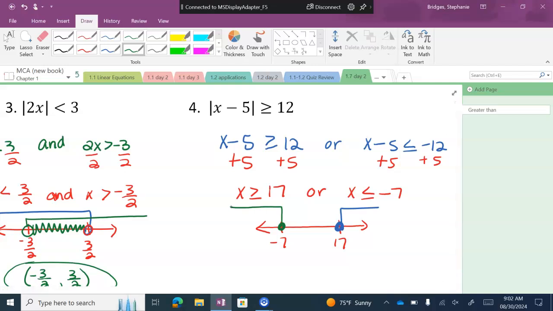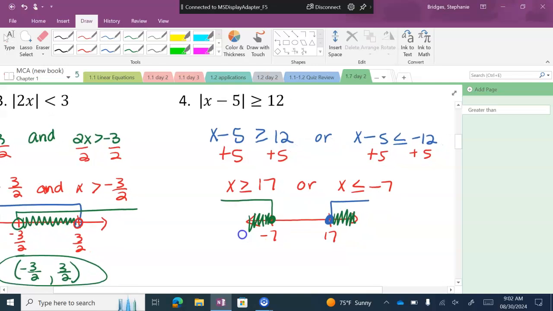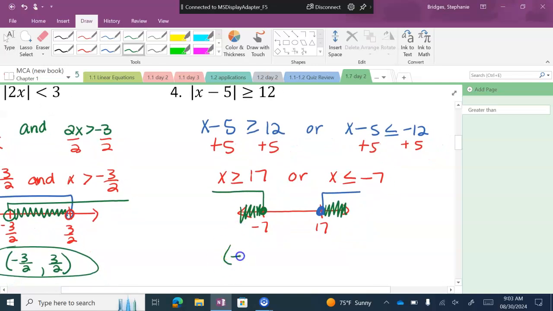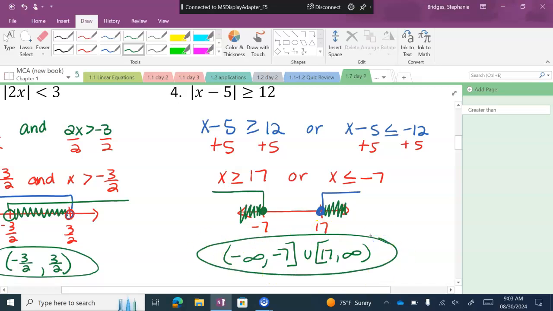Can I shade to the far left here? Yes. Can I shade in the middle? No. Can I shade to the far right? Yes. And then to write what I have shaded, we're going to start with negative infinity to, with a bracket. Don't forget your union, and then bracket 17 to infinity. Is everybody okay there? All right.